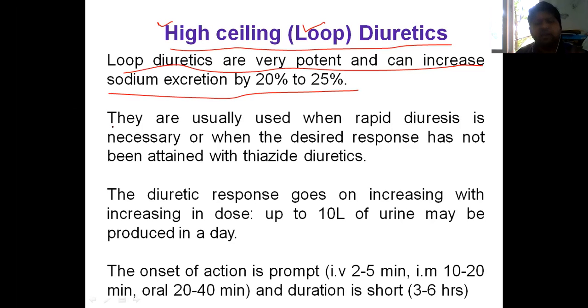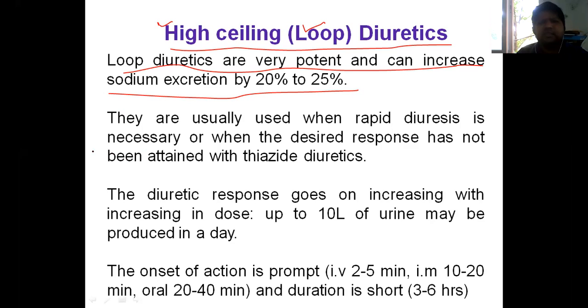They are used when rapid diuresis is necessary. In severe hypertension, where the hypertension is due to increased blood volume, you can use these diuretics. You can also use them in serious poisoning, where the poison has entered the systemic circulation and has to be removed from the blood at the earliest. There you increase urination and the poison is eliminated through urine by using loop or high ceiling diuretics.